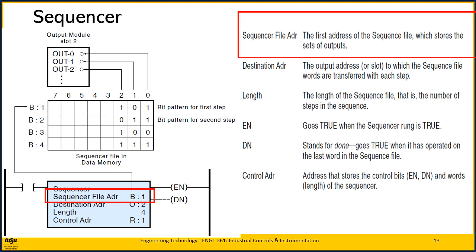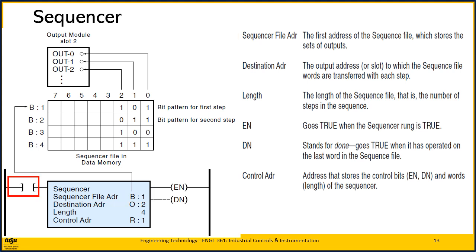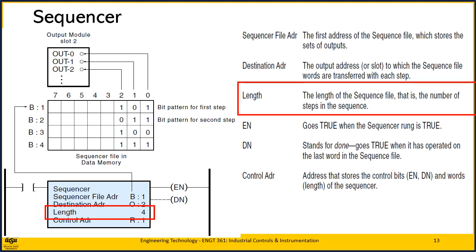The address of the first pattern, the word, in the sequence is given to the sequencer instruction as the sequencer file address, which is address B1 in this example. The sequencer shown steps when the rung makes a false to true transition. Other versions of the sequence instruction allow the programmer to insert a time value for each step. The number of steps is defined in the length, in this case 4 steps, so the length is 4.